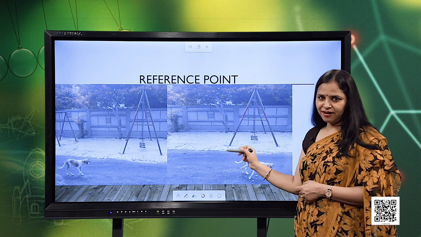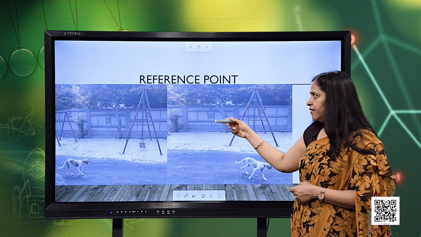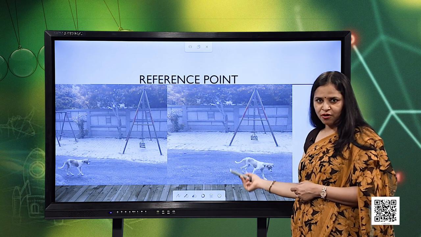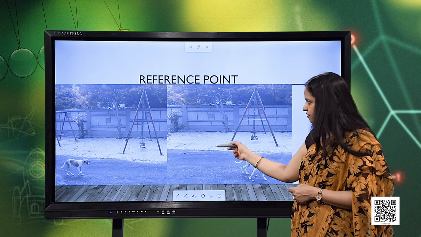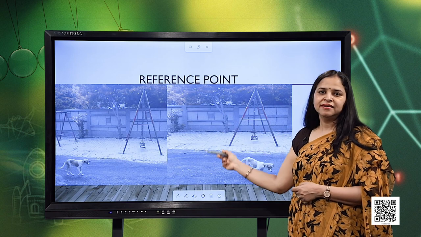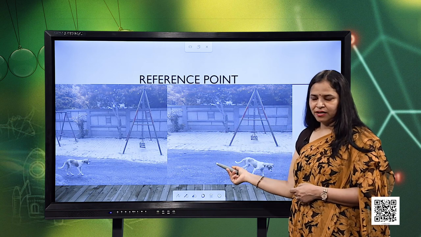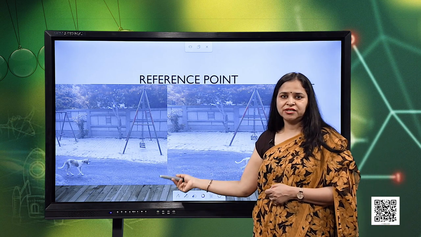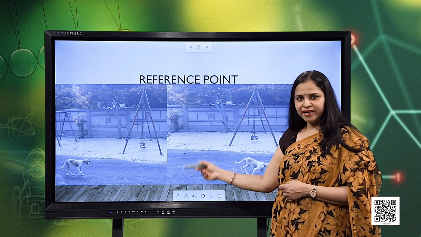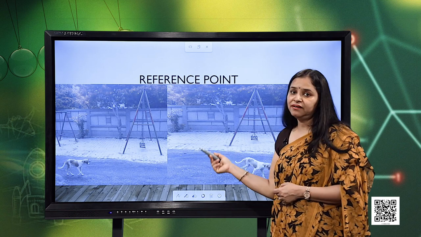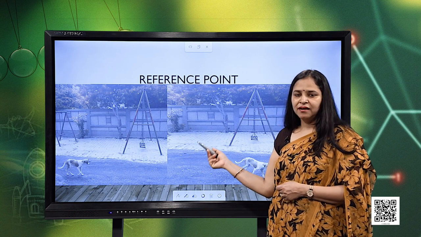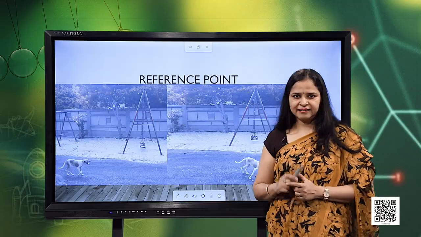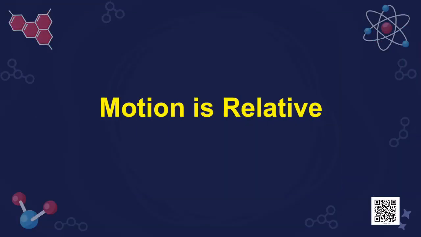So we can conclude from here, by referring to the position of the dog at different times with respect to the swing, that this dog is in motion. So here we see the importance of position in describing the motion of an object. Now I consider another example. Here we have seen that the same object is at rest or in motion.